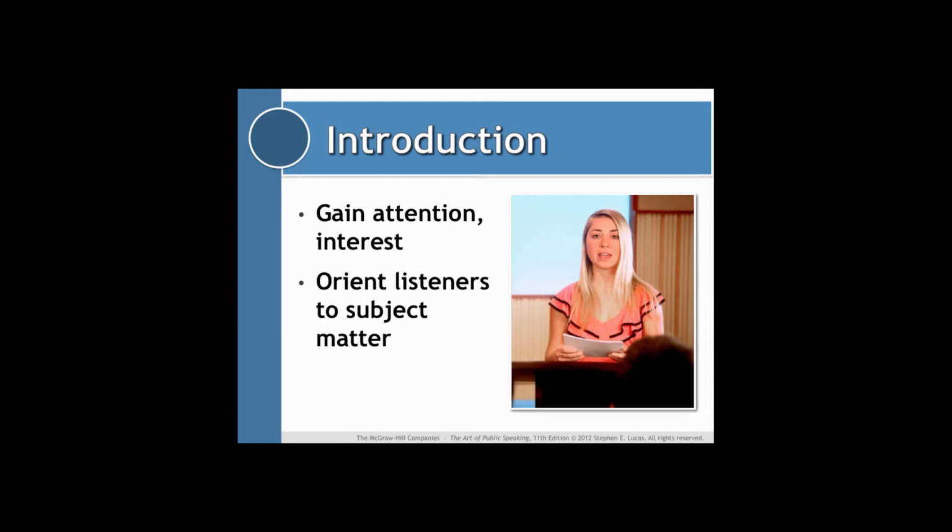Then you want to briefly tell us what the body of your speech is going to be about. Something like, "So today I'm going to take you on a little tour of Italy so you can see it through my eyes. I'll tell you about the things I saw in Pisa, Venice, and of course, Rome."